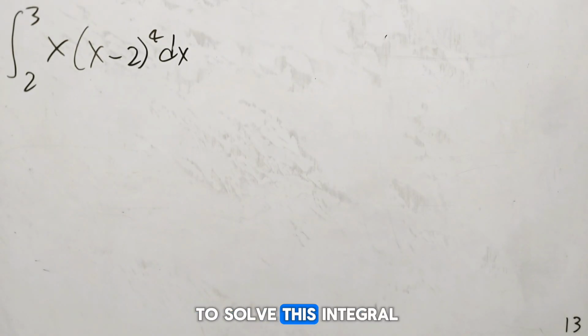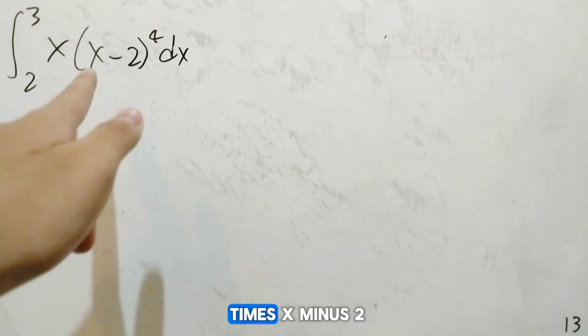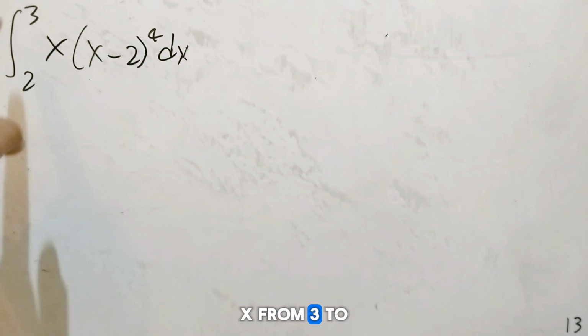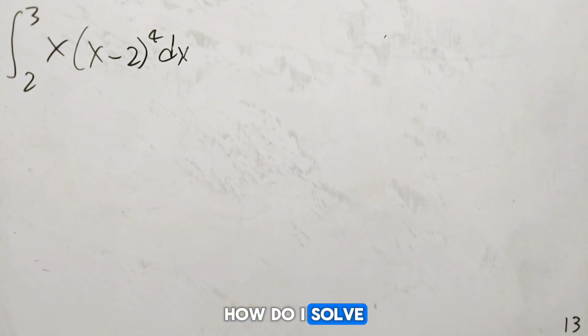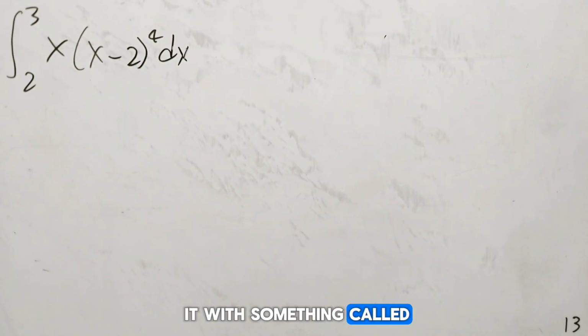So now I'm going to solve this integral, which is just x times (x minus 2) to the power of 4 dx, from 2 to 3. And then, how do I solve this? I'm going to solve it with something called u substitution.